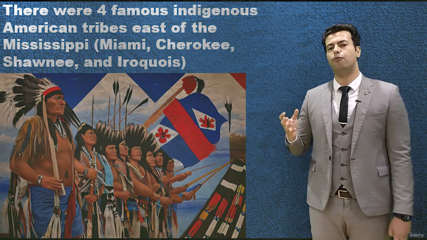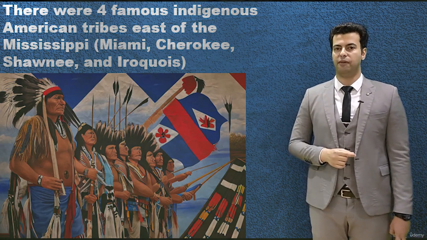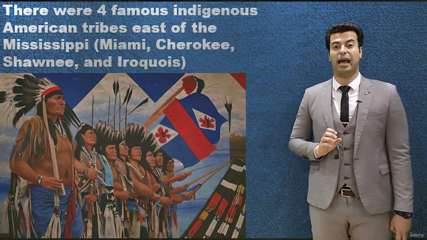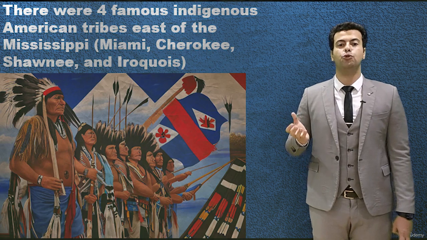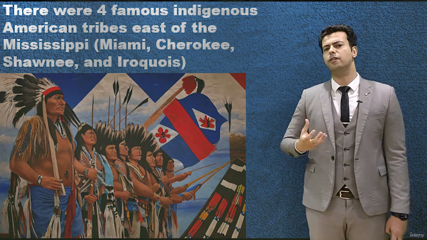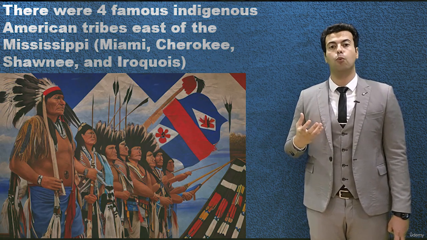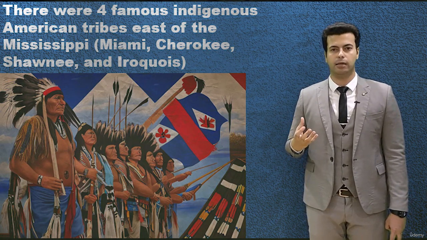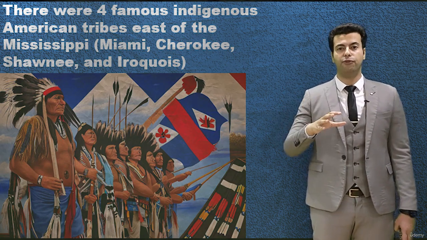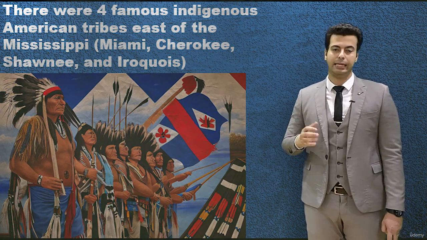Now we say there were 4 famous indigenous American tribes east of the Mississippi River. And they are the Miami, and yes, Miami is named after them, the Cherokee, the Shawnee, and the Iroquois. And the Iroquois were one of the first people to create something that we will be introduced to later, called the Iroquois League, which was maybe one of the first or the first leagues or federations to be enacted in history.